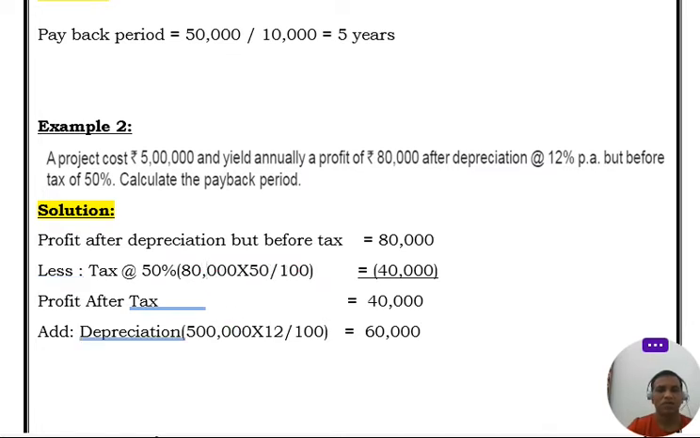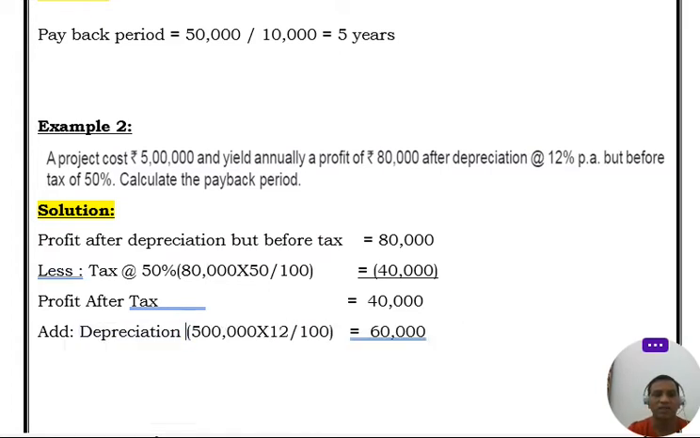So in order to use the formula, we need cash flows. But cash flows are not available in this question directly. You have to extract them. What is given in the question? Profit after depreciation but before tax. So from that, first you have to minus tax 50% on 80,000, that is 40,000. Then the profit after tax is 40,000.